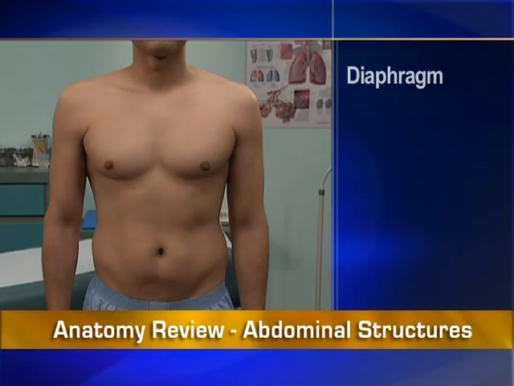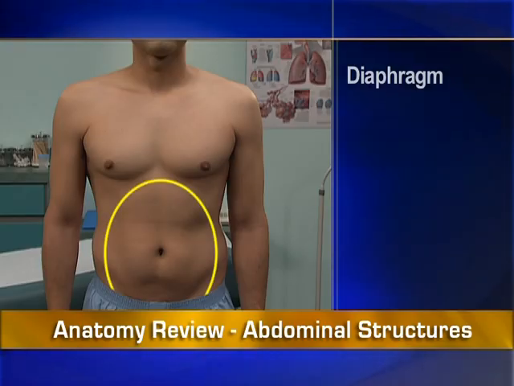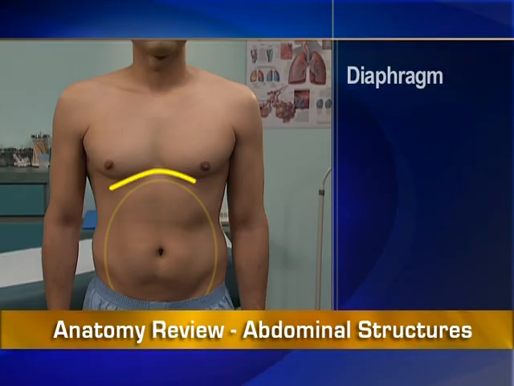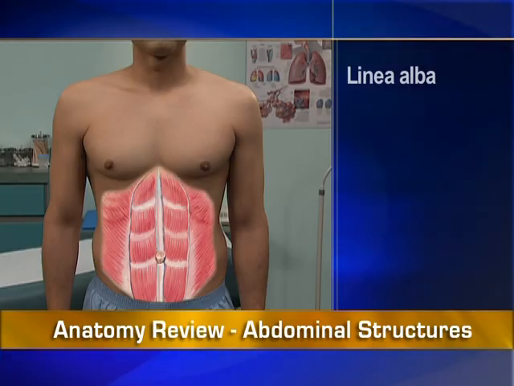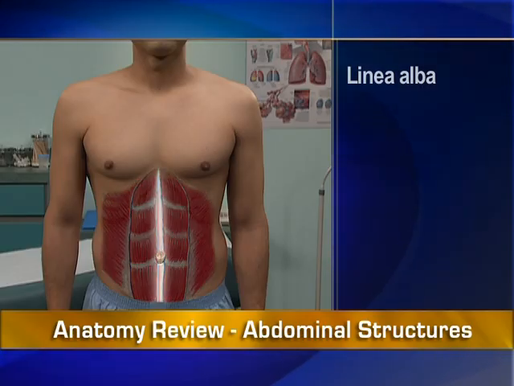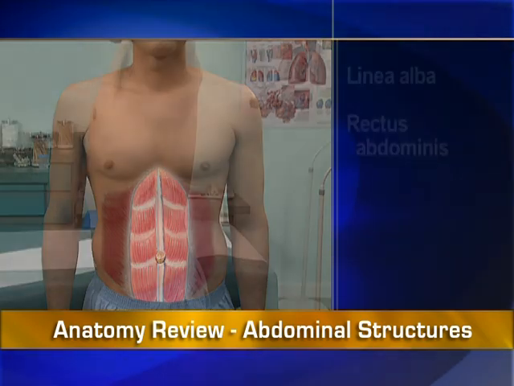Before assessing the abdomen, review its anatomy. The abdomen is a large oval cavity that extends from the diaphragm to the pelvis. Large flat muscles form the ventral abdominal wall and are joined at the midline by the linea alba. One set, the rectus abdominis, forms a strip that extends the length of the midline.